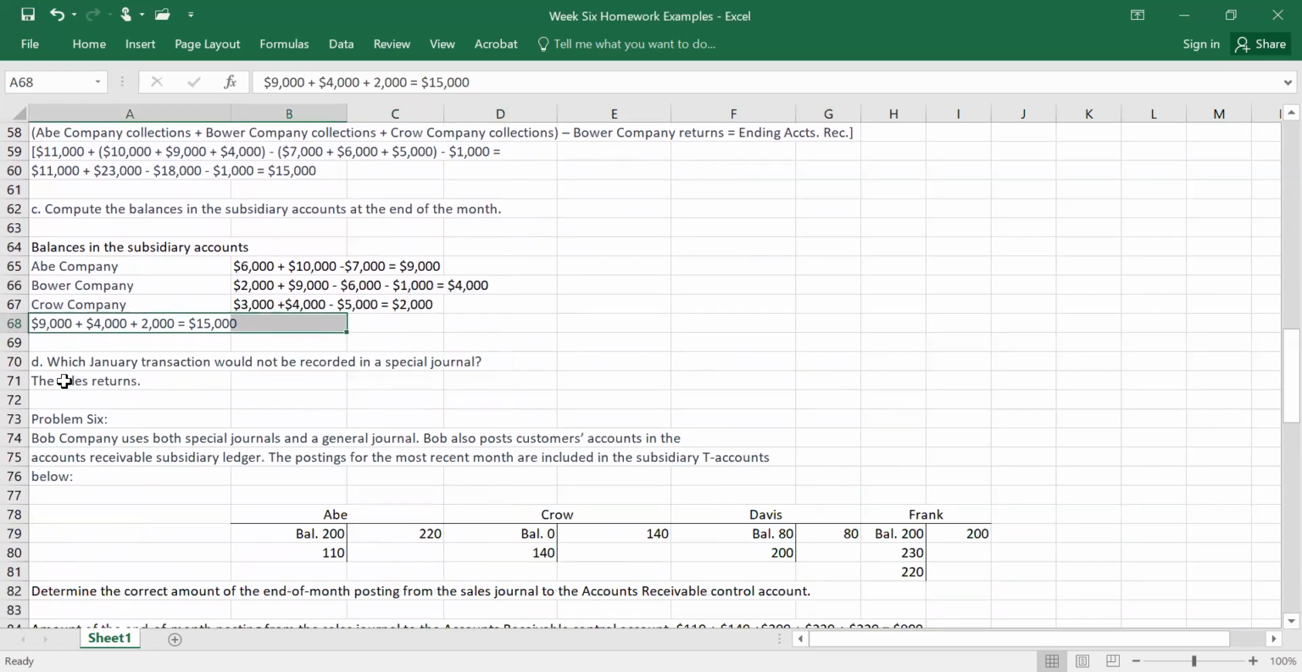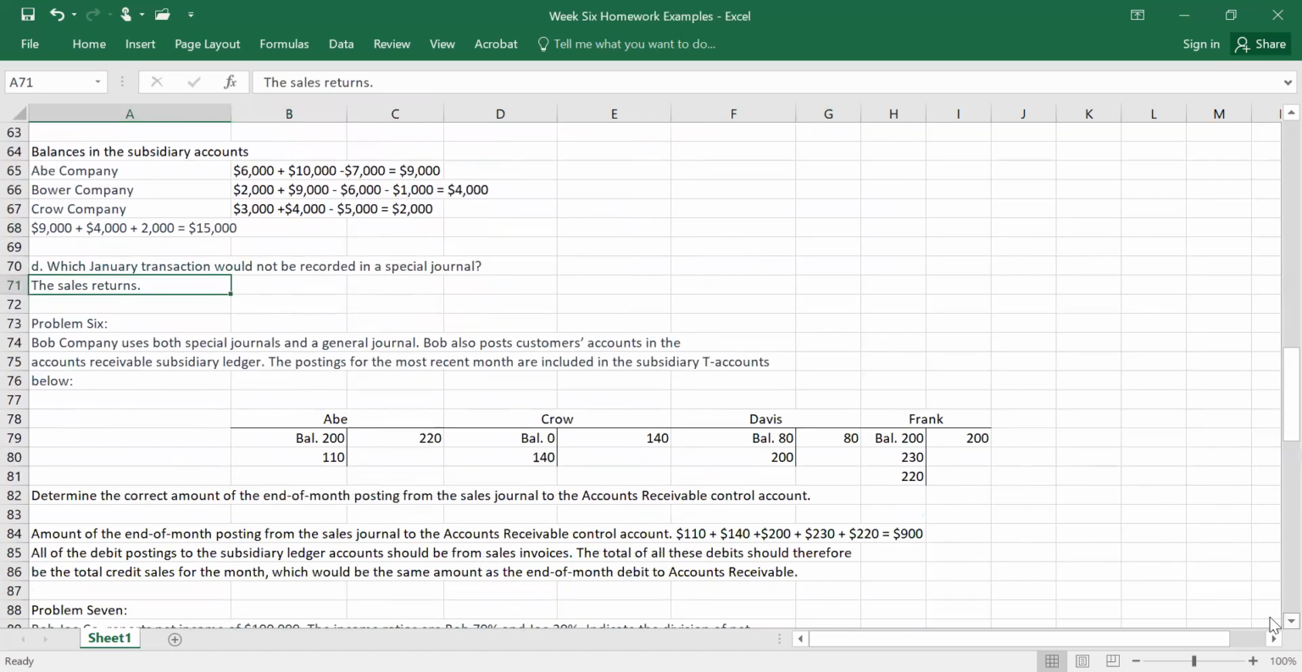D, which January transactions would not be recorded in a special journal? That would be sales returns.